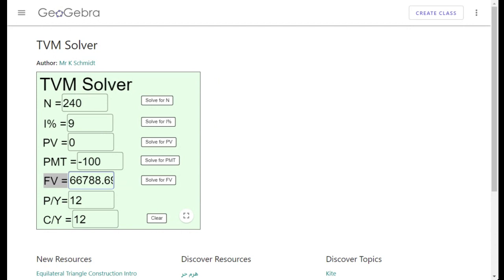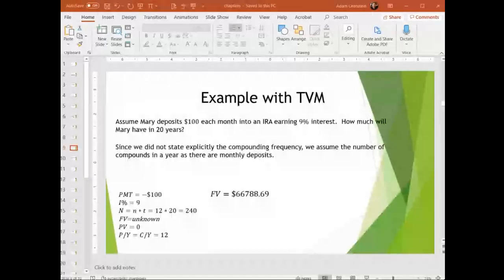But again, that's just an example with it. It's really not terribly hard to use. The book does go into how to use the one that's in your TI-83 graphing calculator. I think it's TI-83 or 84. But again, it's not terrible to use.